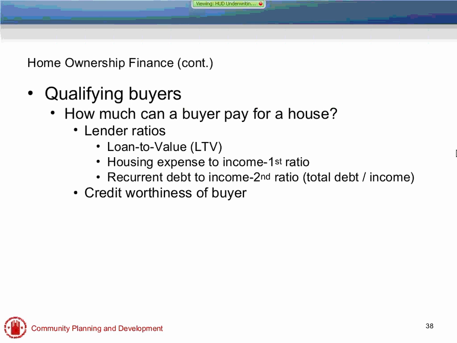So when we're talking about qualifying buyers, we're really looking at how much can the buyer pay for the house. So loan-to-value ratio is still another consideration here, and really that's just the percentage of the purchase price that the lender is going to finance. And it's the same concept as what we looked at previously with the rental housing. So it's looking at how much can the lender make if the home were to be foreclosed on, and they want to make sure that their loan balance is less than what the actual house can sell for.